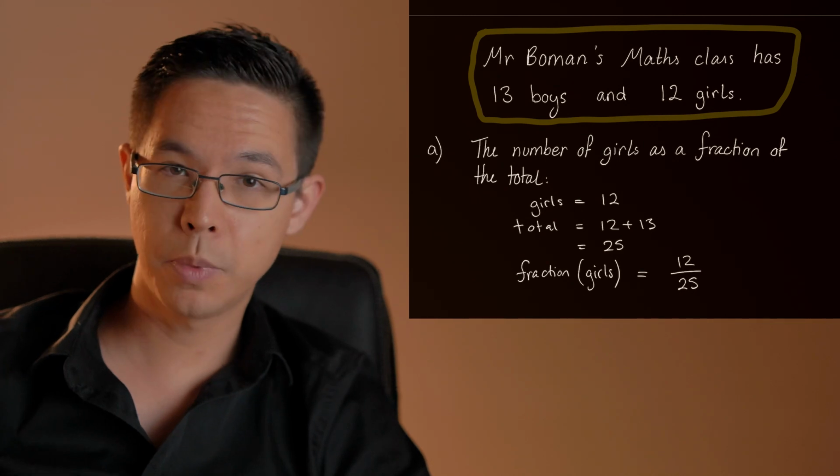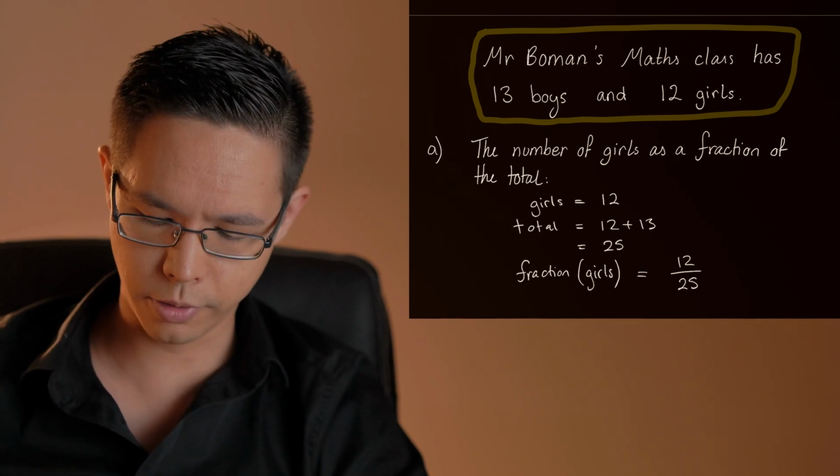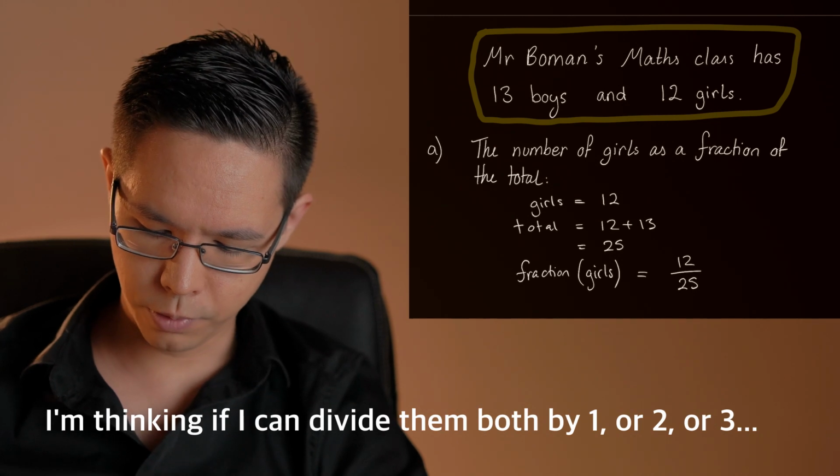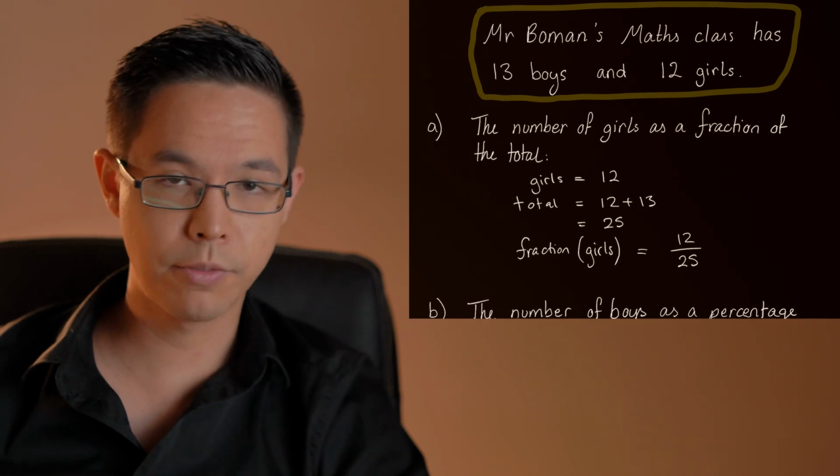If I could, I would simplify it further, but I don't think 12 and 25 has any factors in common. Let's see, 1, 2, 3, 4. I don't think it has any factors in common, so I'll have to call that done.